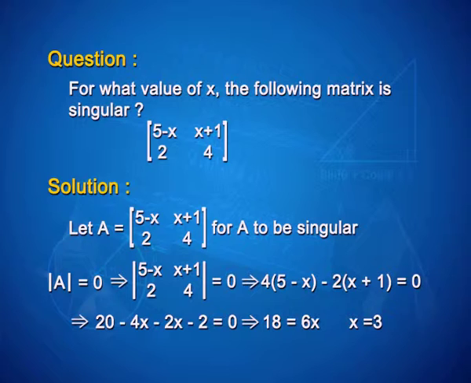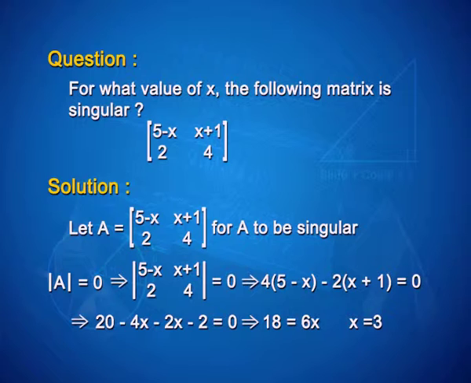For what value of x is the following matrix singular: 5 minus x, x plus 1, 2, 4. For the solution, let A be the given matrix. For A to be singular, determinant A is equal to 0. That implies the determinant of 5 minus x, x plus 1, 2, 4 is equal to 0.